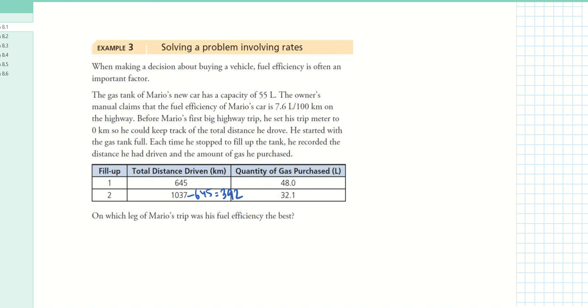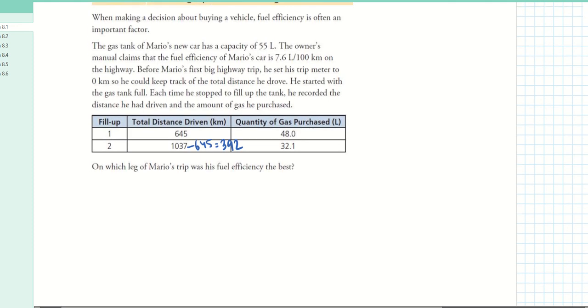So it says, on which leg of Mario's trip was his fuel efficiency the best? Well, fuel efficiency, again, can be compared in different ways. You can compare liters per kilometer. You can compare liters per 100 kilometers, which is the unit most countries use, except for the US, where they use gallons per, I don't know, gallons per mile, something like that. That's some weird imperial unit. But anyway, we can compare either liters per kilometer or liters per 100 kilometers.